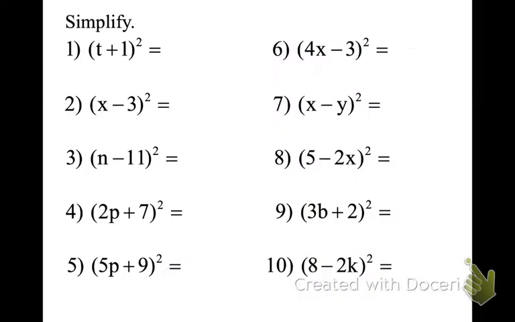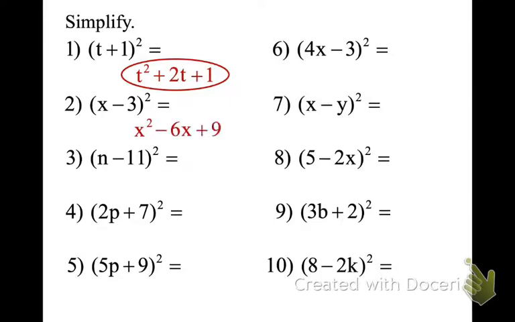Let's go with Riley, the first one. T squared plus 1. No, multiply them together. 1t, double it, 2t. 2t, and plus 1. Good. Next one. Let's go Oliver. X squared. Okay. Middle term, minus 6x. Good. Plus 9. Plus 9. Perfect. Good.